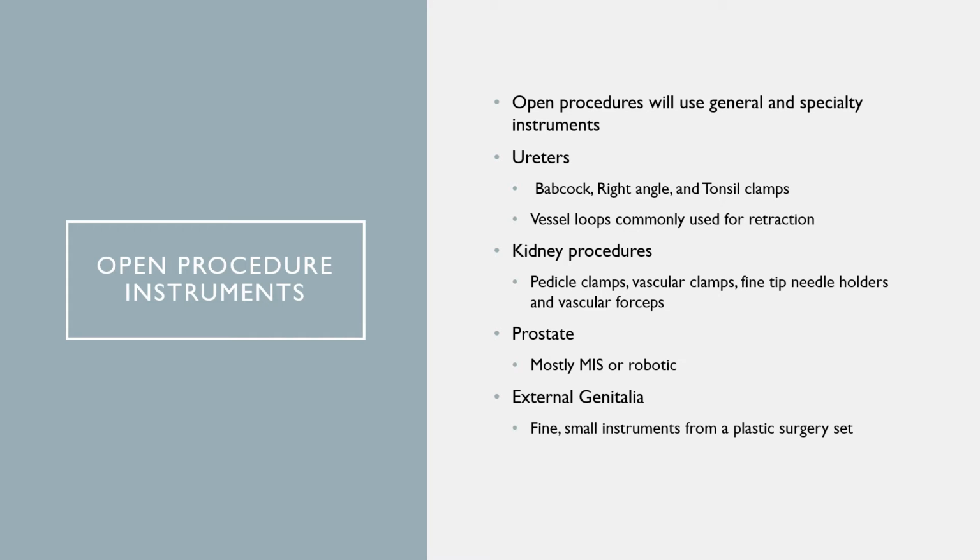All right, open procedures and instrumentation are going to use general and specialty instruments. If we're working on the ureters, we're going to want Babcocks, right angles, and tonsil clamps. Vessel loops are commonly used for retraction of the ureters. If we're working on the kidneys, we're going to be looking for pedicle clamps, vascular clamps, fine-tipped needle holders, and vascular forceps. The prostate procedures, honestly, are mostly MIS and robotic now. And for the external genitalia, we're going to want to use very fine, very small instruments, normally from a plastic surgery set.